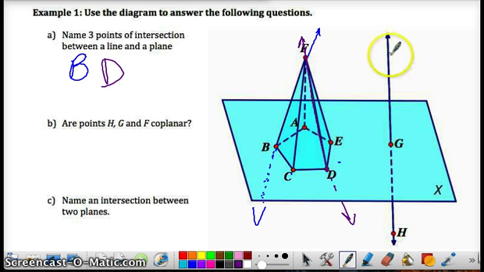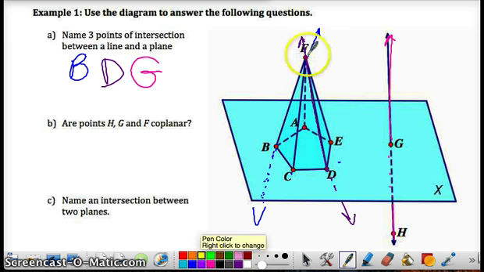Over here we have GH. This is a line. It's below, coming up, poking through the plane here at G, and then coming back out. So G is a point of intersection between a line and a plane. C would be one, E would be one, A would be one. Right? So all of those would be options. So you could write any of those letters here. If we came down and did FA, that would also be a point. I don't know why my marker's not working, so there we go.